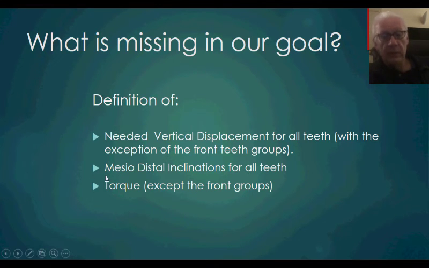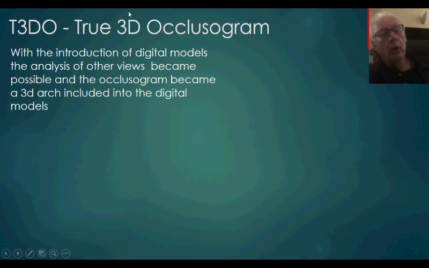We miss the mesiodistal inclination for all teeth. For example, there is no way to analyze a mesial inclination of a molar, and we couldn't see the torque of the posterior teeth. So all this is now performed with the T3DO Occlusogram, and this is the new step that we have been able to work with in the later stage.